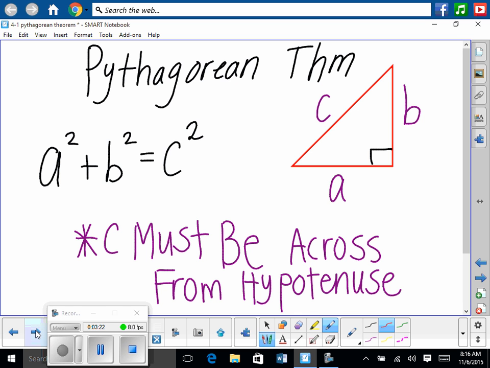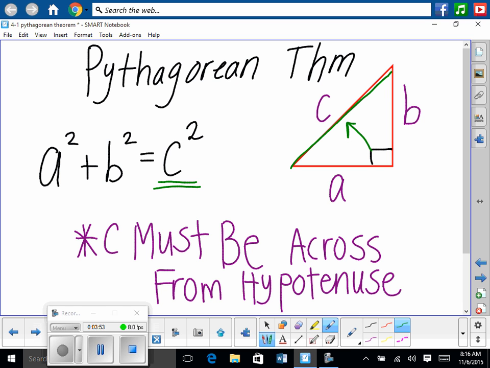Now, here's the very most important thing. Really, A and B don't matter at all. It doesn't matter where they go. But the most important thing is that our C squared is across from the 90 degrees. It's our hypotenuse. So everybody, this is important. C must be across from the 90-degree angle. That must be our hypotenuse. That's the only important thing. The other two orders don't matter. So now, I don't even use the Pythagorean theorem written like this.